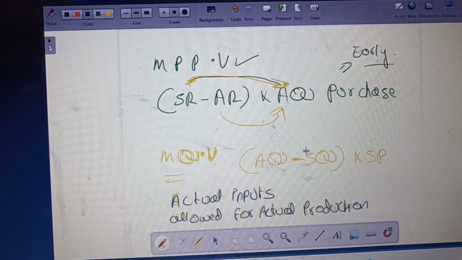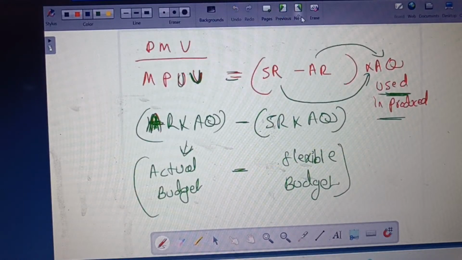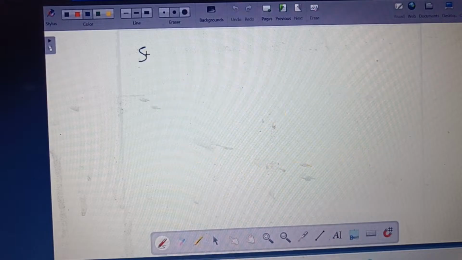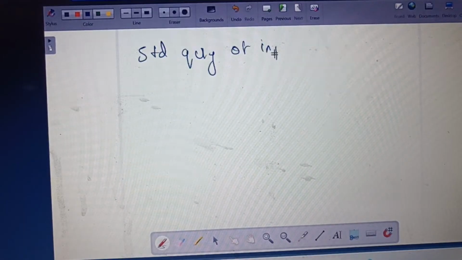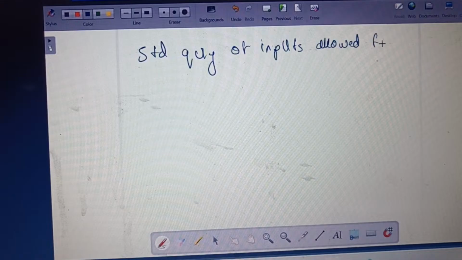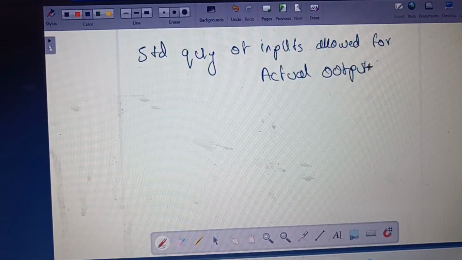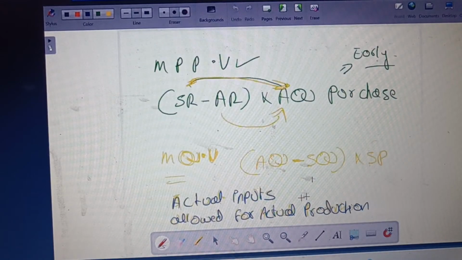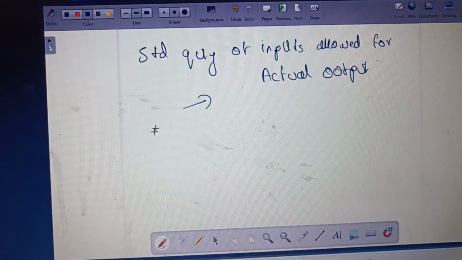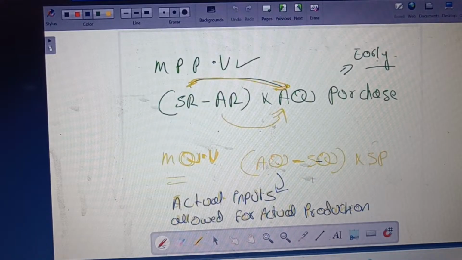And then what about this standard quantity? Standard quantity of inputs allowable for actual output. This is for actual quantity. This is for standard quantity. So whenever you are seeing this formula, this is what it means.